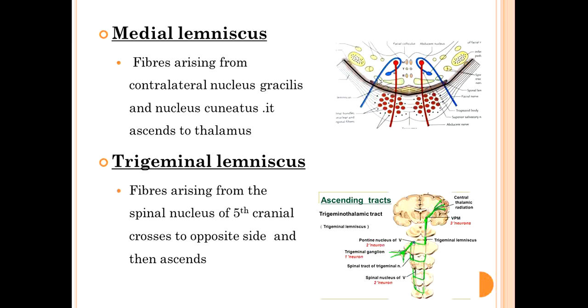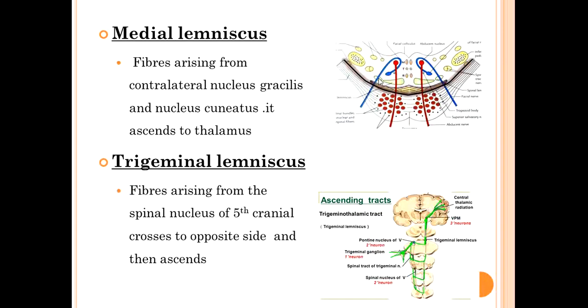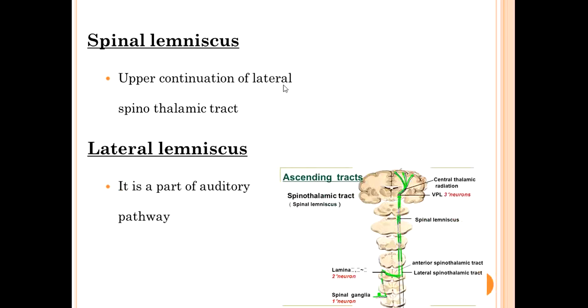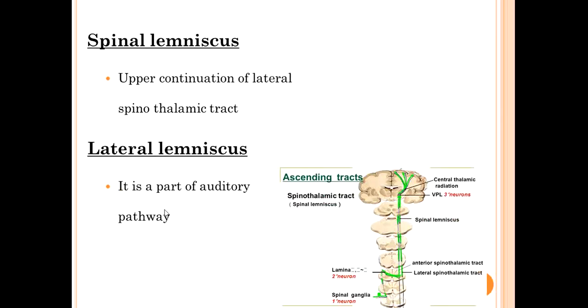Second, the lateral one will be the trigeminal lemniscus. These are fibers arising from the spinal nucleus of the fifth cranial nerve, which cross to the opposite side and then ascend. Then there is the spinal lemniscus. Here this is the spinal lemniscus, this is the trigeminal lemniscus. This is the upper continuation of the lateral spinothalamic tract, and the last one is the lateral lemniscus. The lateral lemniscus will be somewhere here, and it forms part of the auditory pathway.